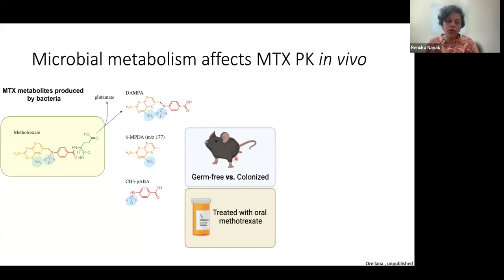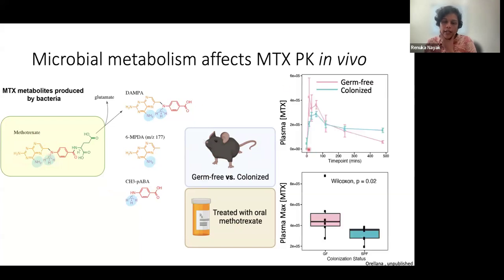were colonized, and we treated both groups of mice with oral methotrexate. And so our hypothesis was that germ-free mice really shouldn't produce these metabolites if they're exclusively microbially produced, but colonized mice should. And germ-free mice, if they're not metabolizing methotrexate, should have higher levels of that drug in the blood. And so when we looked using LC-MS at plasma methotrexate levels, that's what we found, that germ-free mice had higher peak methotrexate plasma levels as compared to colonized counterparts. And that was significant. This is unpublished data now.